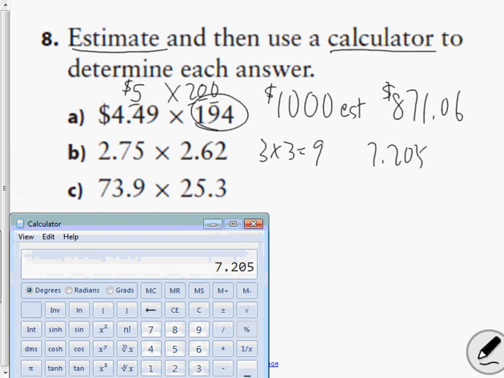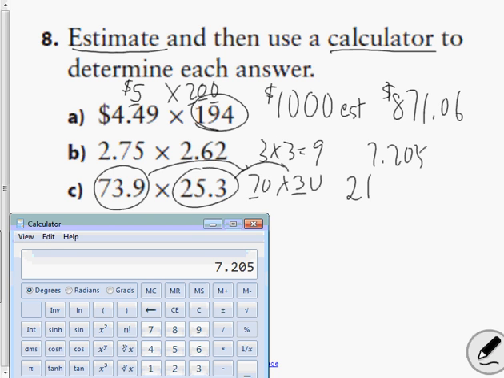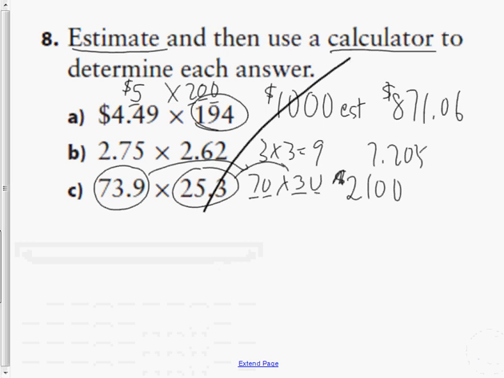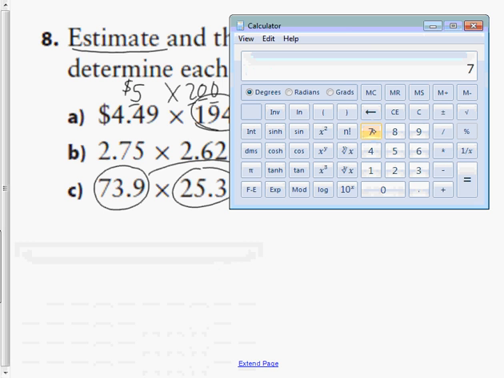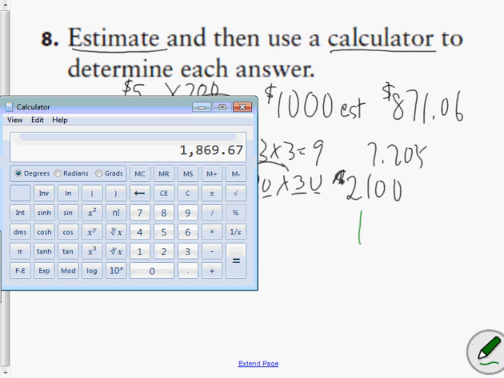And the last one, if I make this one 70 and this one 30, and use that rule from up here, do 7 times 3 first to get 21, and then add your zeros on to get 2,100, or not dollars, 2,100 as your estimation. Your calculation will be 73.9 multiplied by 25.3, and your actual calculation will be 1,869.67. Estimation, reasonably close in your calculation.